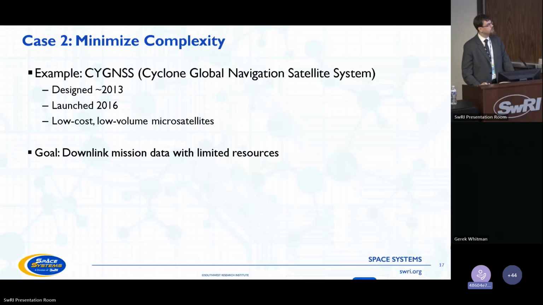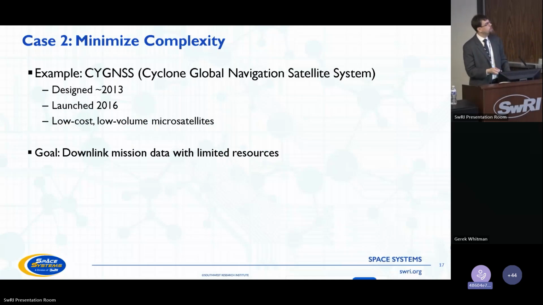Case 2, we actually saw a bit about on Tuesday. This is the Cygnus mission. And the goal for the Cygnus mission, from the perspective of storage, was low-cost, low-volume microsatellites. So we want to downlink mission data with very limited resources.